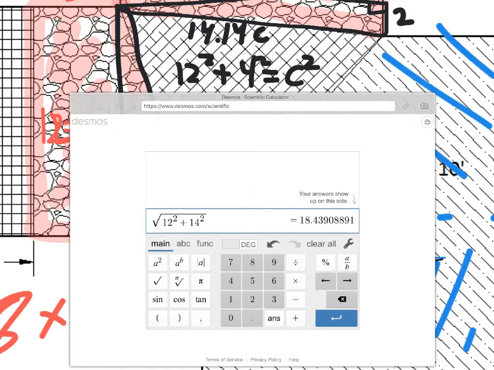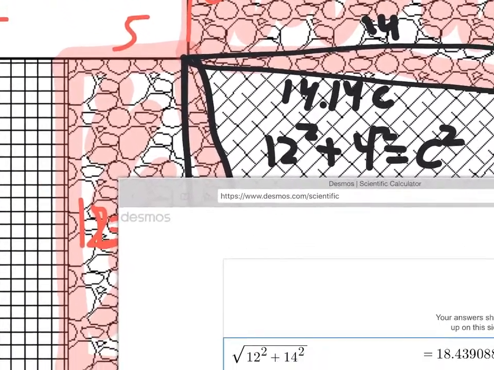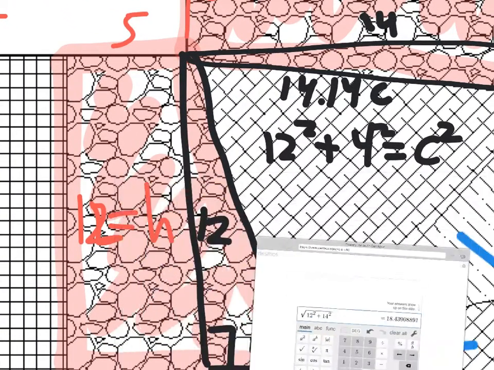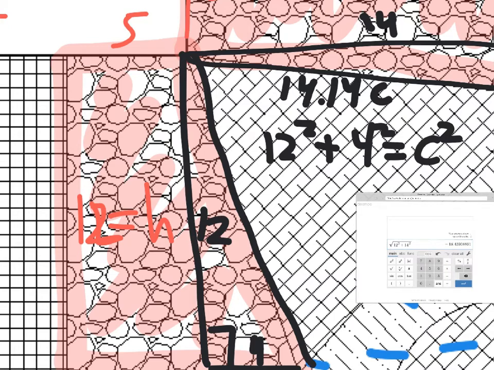And that gives us 18.4. So this thing here is going to be 18.4 feet. Okay.